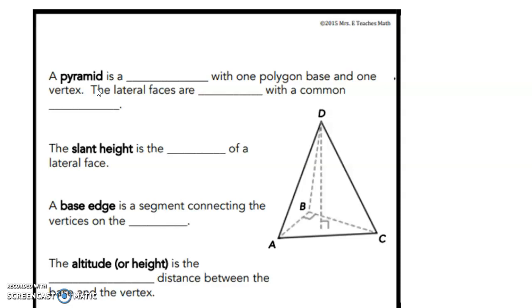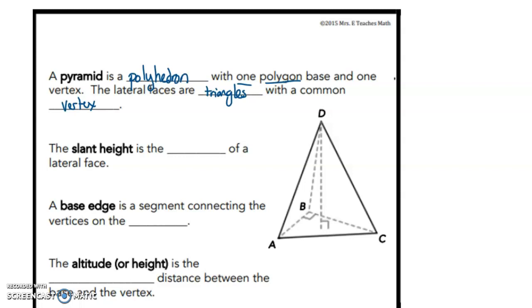Okay, so a pyramid is also a polyhedron. Remember, we talked about what polyhedrons were in the previous video, which is a 3D shape with no curves. So a pyramid is a polyhedron that has one polygon base. Polygon means a shape that is not curved, straight edges only. And it has a vertex. The lateral faces are always triangles with a common vertex.